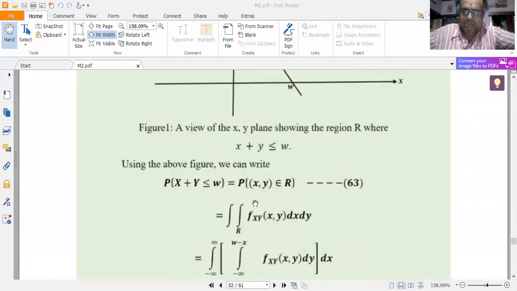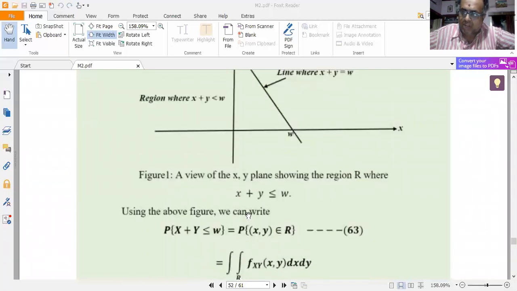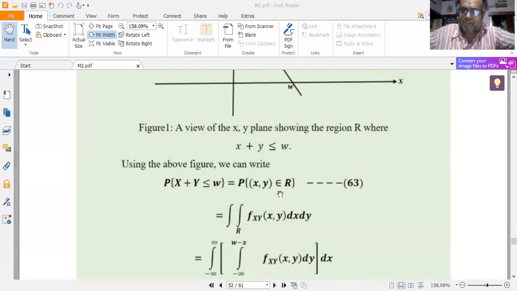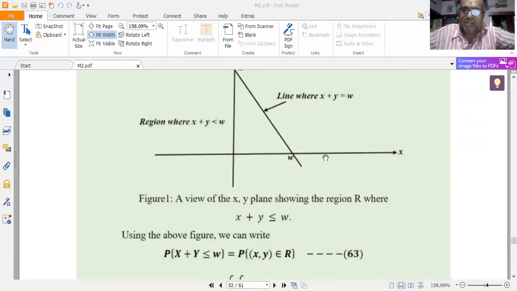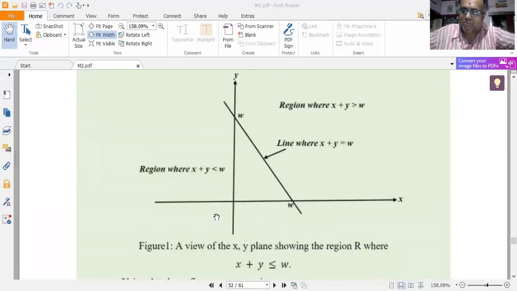Now applying the two-dimensional integral, or double integral, concept, the probability of (x, y) belonging to R is simply given by the double integral over R of f_XY(x, y) dx dy, where R is the region in the graph where X plus Y is less than or equal to w. So this is the region of integration: X plus Y less than or equal to w.